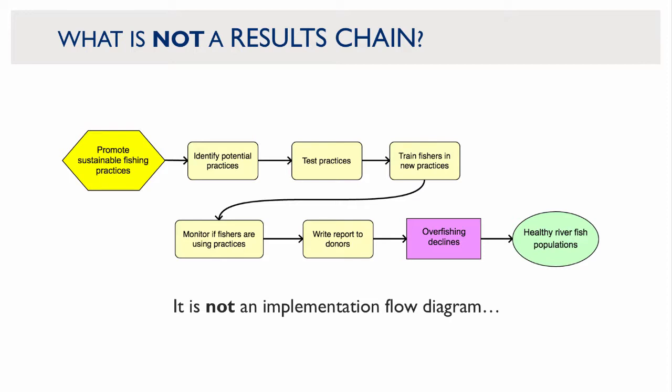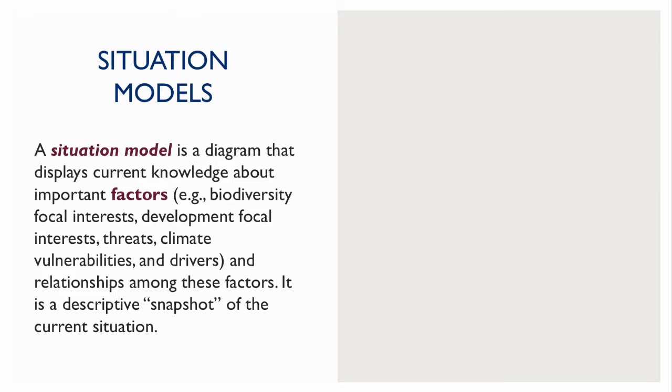An implementation flow diagram, as depicted by this image, is a series of linked actions leading to an end result. The actions described in this implementation flow diagram, such as identifying potential practices and testing them, training fishers, writing reports, and so on, are all important for implementing a strategic approach. However, they do not identify the results you would expect to see from implementing your strategic approach, as is depicted with the results chain. When developing results chains, it can be useful to think about wording your results in terms of the actual, on-the-ground changes that you expect to see.